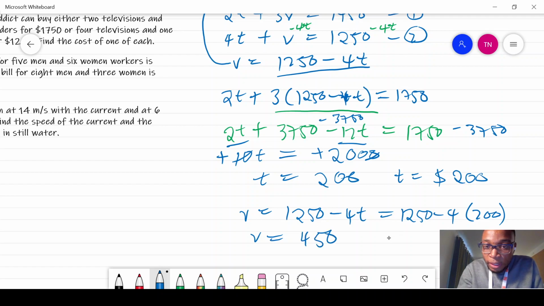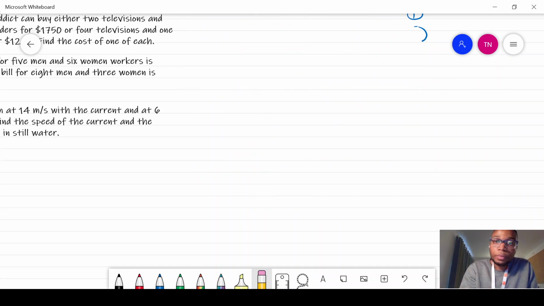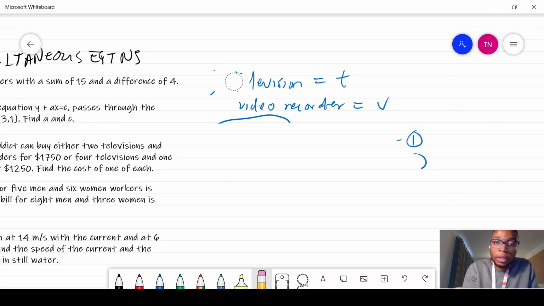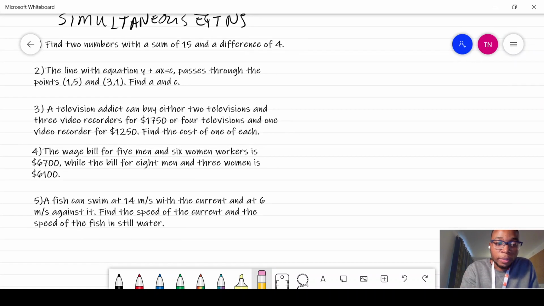So what this tells us is that for the video recorder, its cost is 450, and you can actually check it by substituting into the equations that we had up there. So at this point, you've solved the question. So let's go back to the other questions, and let's get rid of these. Today, I don't want to scroll too much on the page, so I'm going to be writing what I've solved.